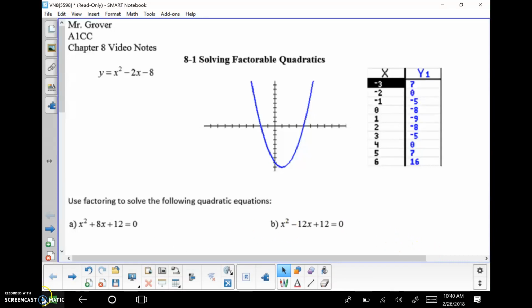Algebra 1 Common Core, Unit 8, Section 1, Solving Factorable Quadratics. So before we get into factorable quadratics, I want to just talk about quadratic structure a little bit.